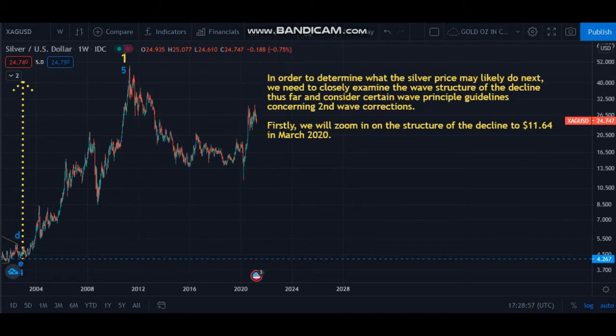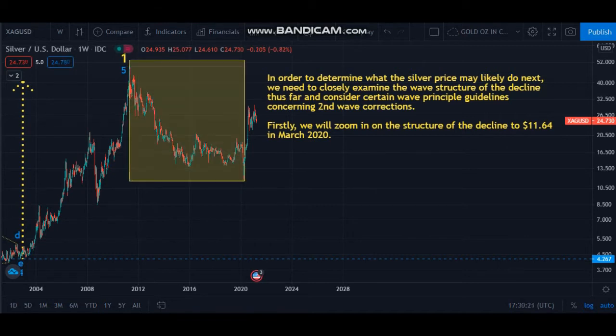In order to determine what the silver price may likely do next, we need to closely examine the wave structure of the decline thus far and consider certain wave principle guidelines concerning second wave corrections. Firstly, we will zoom in on the structure of the decline to $11.64 in March 2020.